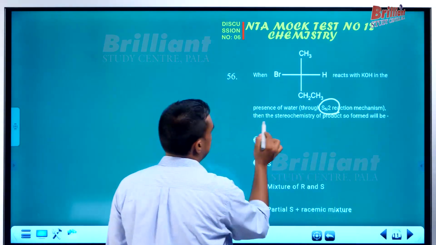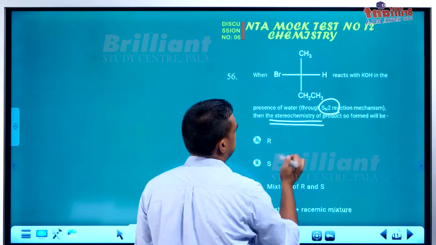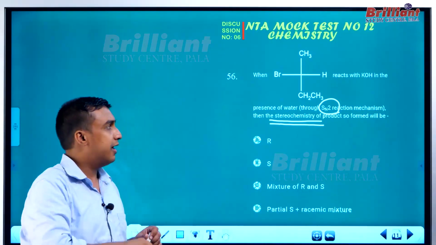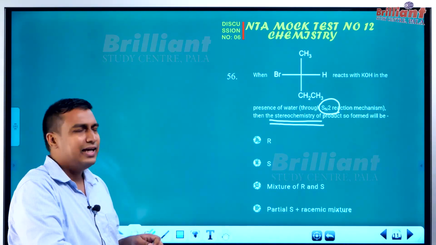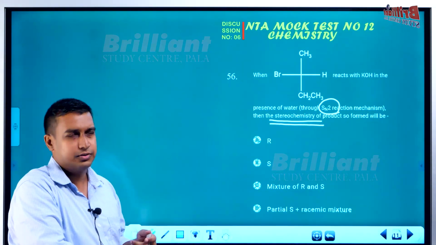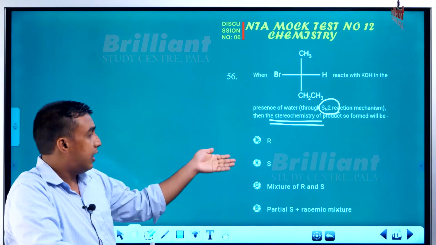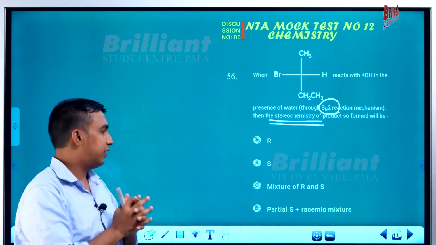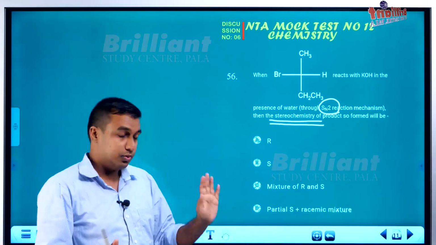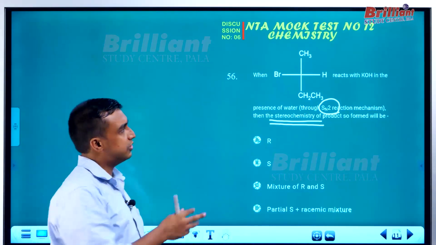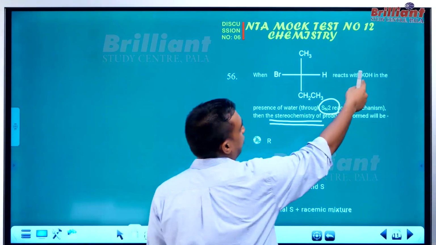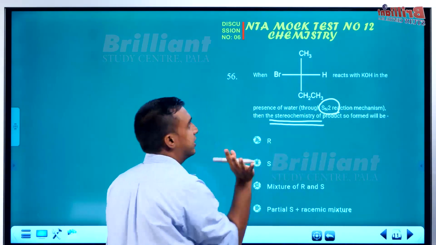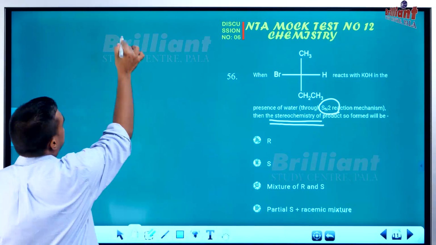Now SN2 എന്ന് പറഞ്ഞിട്ടുണ്ട്. Then the stereochemistry of the product so formed will be. Now stereochemistry of the product so formed. എല്ലാവർക്കും അറിയാം SN2 എന്ന് പറഞ്ഞാൽ ഇൻവേർഷൻ ആണ്. Options: R, S, oh my god, mixture of R and S, partial S plus racemic mixture. Okay, നമുക്ക് നോക്കാം. Now for this particular question, I know that ഈ OH minus പോയിട്ട് ഈ ബ്രോമിനെ അങ്ങോട്ട് റിപ്ലേസ് ചെയ്യും, അതാണ് നടക്കാൻ പോണത്. അപ്പോൾ ഞാൻ ഒന്നുകൂടി എടുത്തെഴുതട്ടെ.